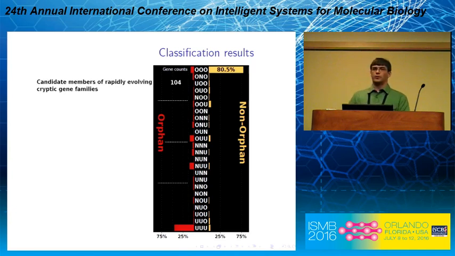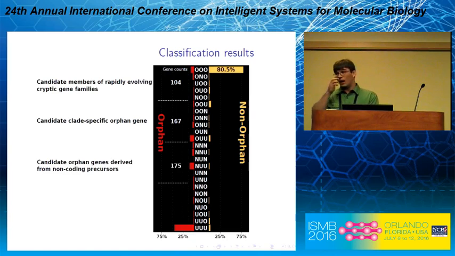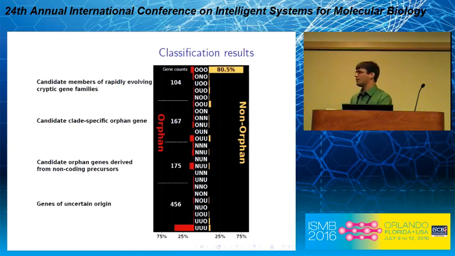We find 104 candidate genes that could be members of very rapidly evolving families that are conserved across Brassicaceae but aren't identifiable by BLAST. We find 167 that are possibly present in a genus but not elsewhere. We find 175 that are very likely of very recent non-genic origin, and 456 that we can't quite trace yet. And we also run a non-orphan pseudo-pipeline as a control.